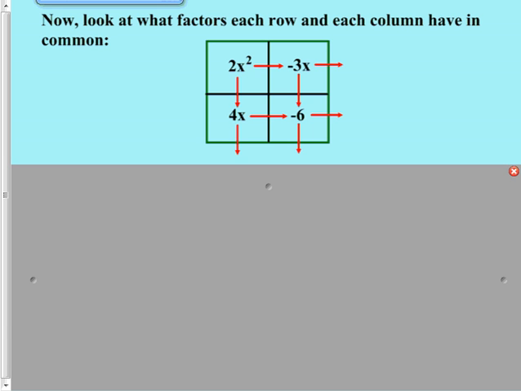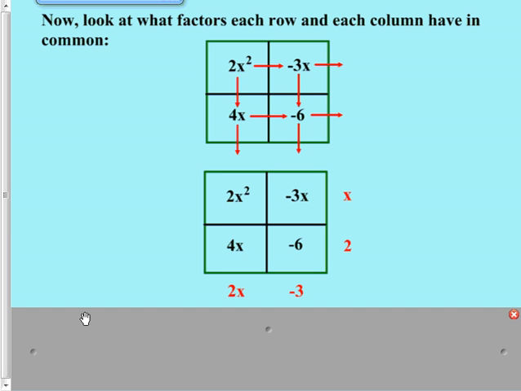Okay, so let's take a quick look at the top row, 2x squared and negative 3x. What do they have in common? They have an x. Okay, we may run into terms that do not have anything in common, in which case the greatest common factor would be a 1. But in this case, they do have something in common. They have an x in common. The bottom row, what do they have in common? Those are both factors of 2. We're going to be able to get a 2 out of those. Okay, coming down the left-hand column, we can get a 2 and an x. And coming down the right-hand column, we can get a negative 3.